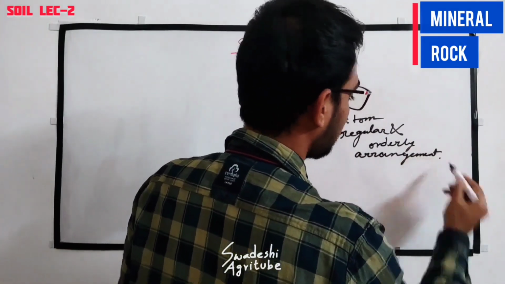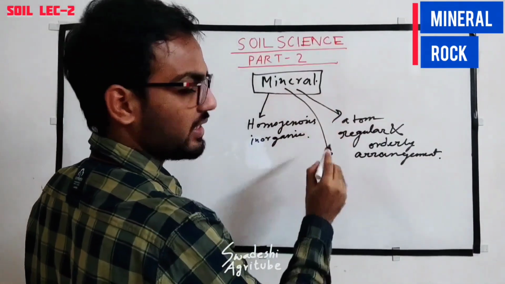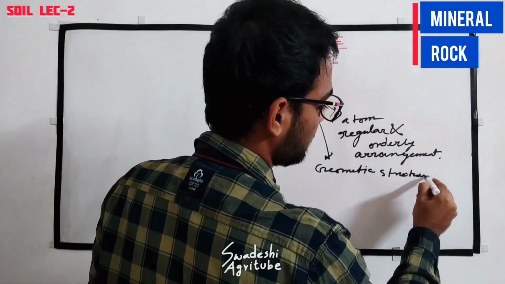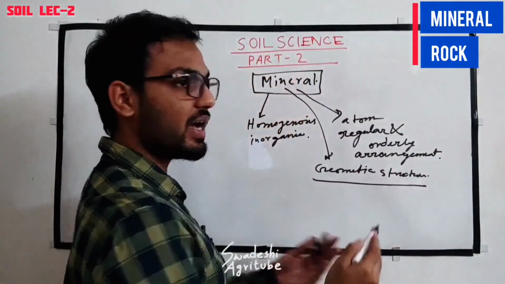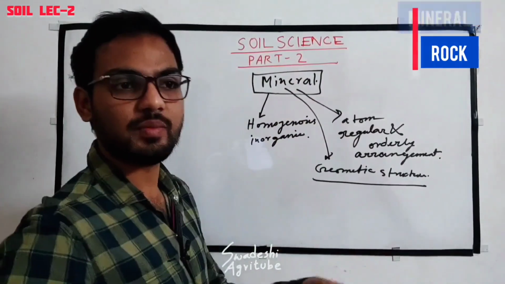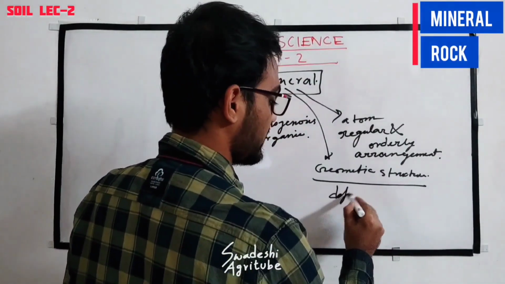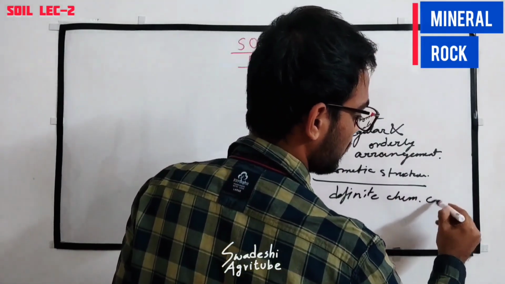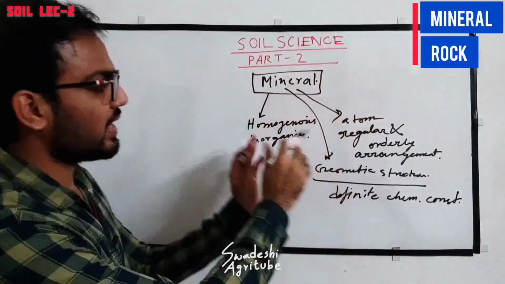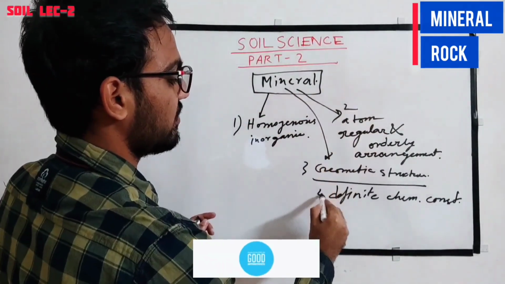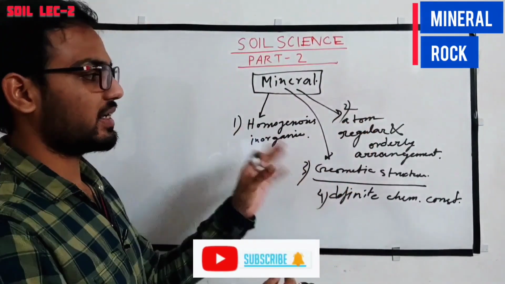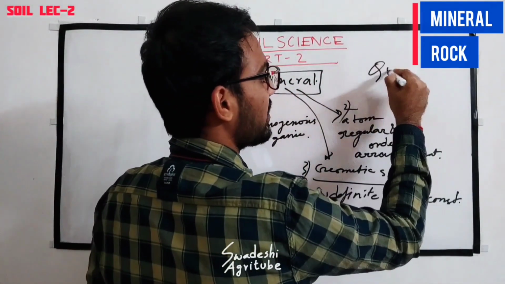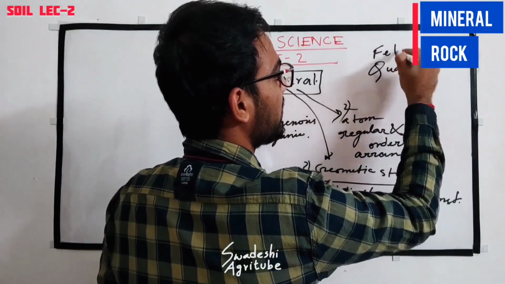And that's why a mineral has a specific geometric structure. If anything has a geometric structure, that means there is a specific constituent. So a mineral has a definite chemical constituent, and that's why it has this geometric structure. So if these 4 points are present in anything, that is called a mineral.